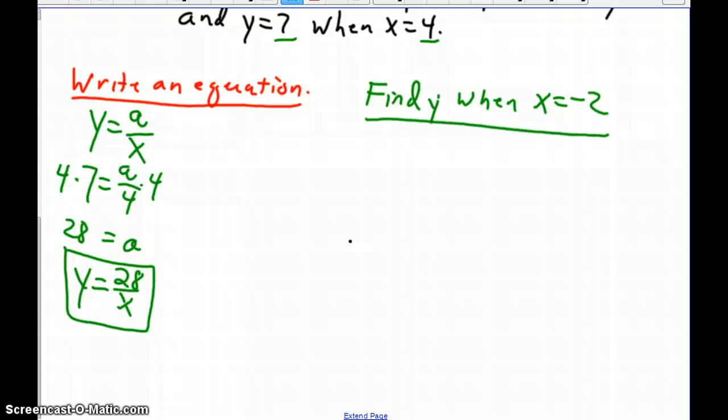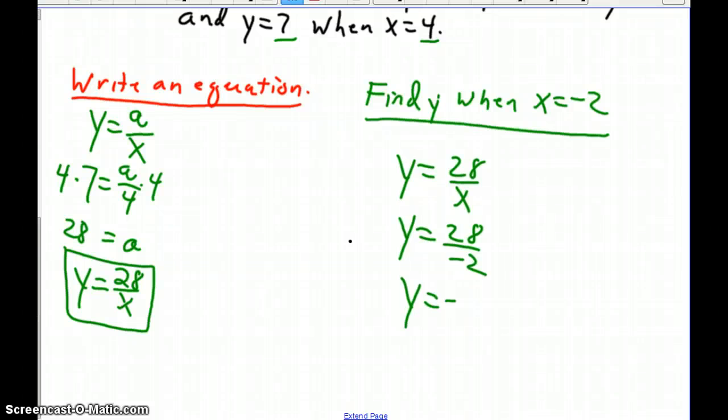Now we go to part 2. Find the value of y when x equals negative 2. So all you're going to do is take the negative 2 and put it in for the x. Very good. So you're going to go like this: y equals 28 over x, and then put the negative 2 in for the x. Like this, right? So how much will the y equal? Negative 14. There you go. And there's the answer to part 2. So that's how you do example number 2.